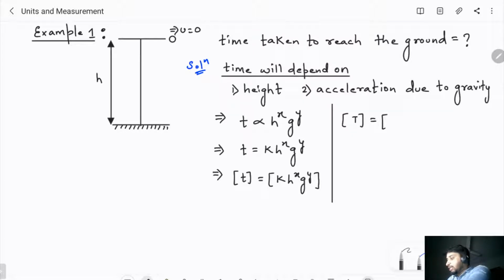And on the right hand side, k is dimensionless, h is height, so L, so L to the power x, and g, that is acceleration due to gravity. For that we have L T to the power minus 2, the dimension, whole to the power y. Okay, so I'll write the right hand side part on the left hand side. So it becomes L to the power x into L to the power y into T to the power minus 2y equal to T.